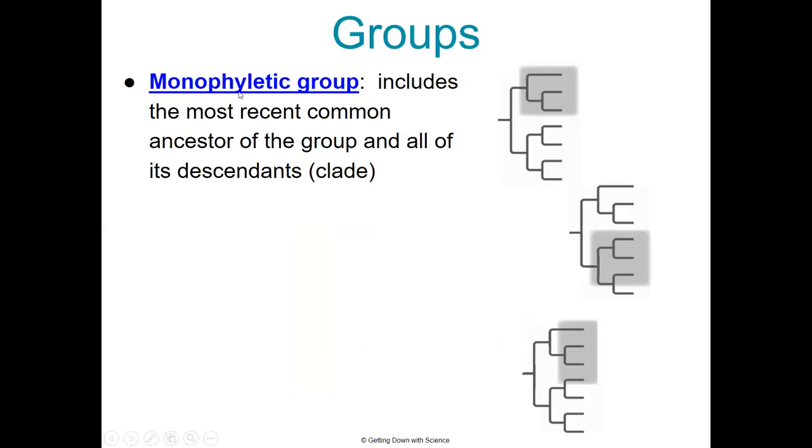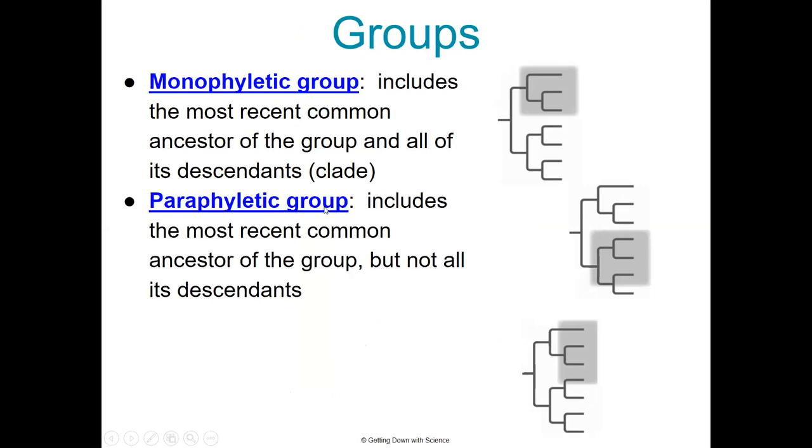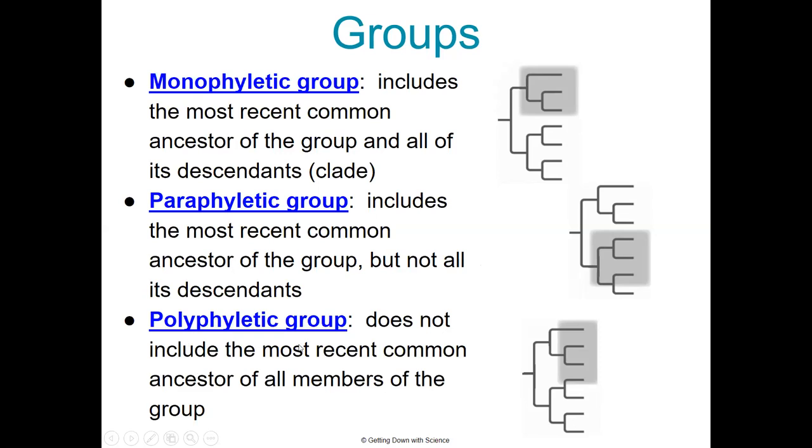We can have monophyletic groups. These are going to have the most recent common ancestor and all of the descendants. We can have paraphyletic groups. So we have the most recent common ancestor, but we do not include all of the descendants. We're only going to include some of the descendants. And a polyphyletic group does not include the most recent common ancestor of all the members in the group. It's just going to include some. So here's our monophyletic. Here is our paraphyletic. And here's our polyphyletic.